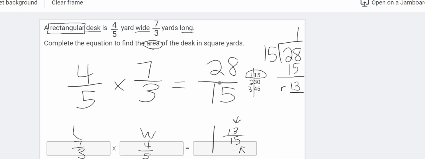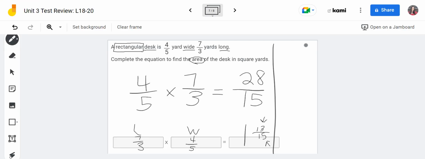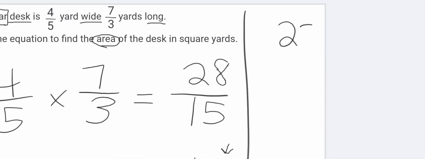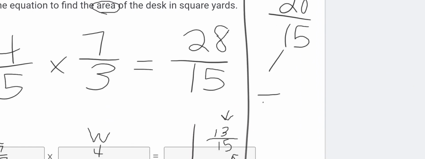I noticed that it was improper, so I knew that when I see it, I know it means I can divide. You also could have made a web to get this answer as well. So if I have 28 over 15, I can make a web. What over 15 would make a whole? So if I had 15 pieces, how many would have to be shaded in? That's right, 15. Because if there's 15 pieces and 15 are shaded, all of them would be shaded.